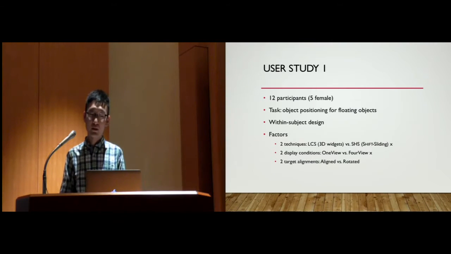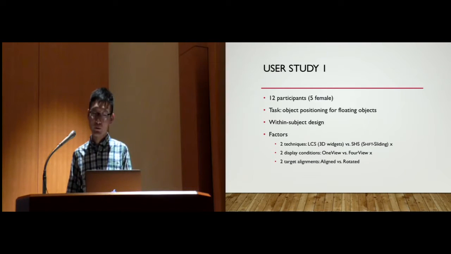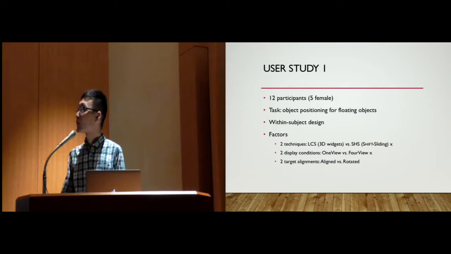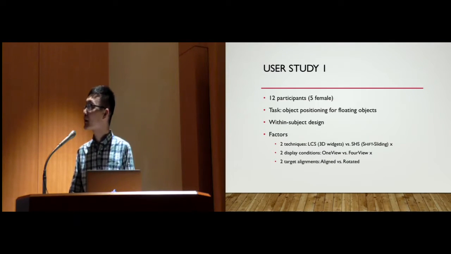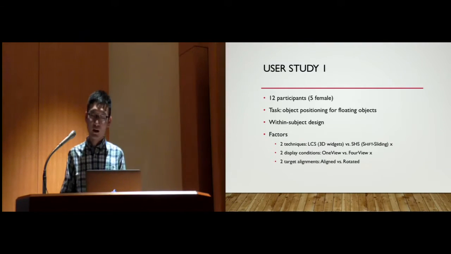In the first user study, we used 12 participants, 5 of them female, and the task was object positioning for floating objects. We had a 2x2x2 within-subject design, and the three factors are: two techniques, 3D widgets versus shift sliding; two display conditions, 1 view versus 4 view; and two target alignments, aligned versus rotated. So the target position was either aligned with the world coordinate system or rotated relative to it.